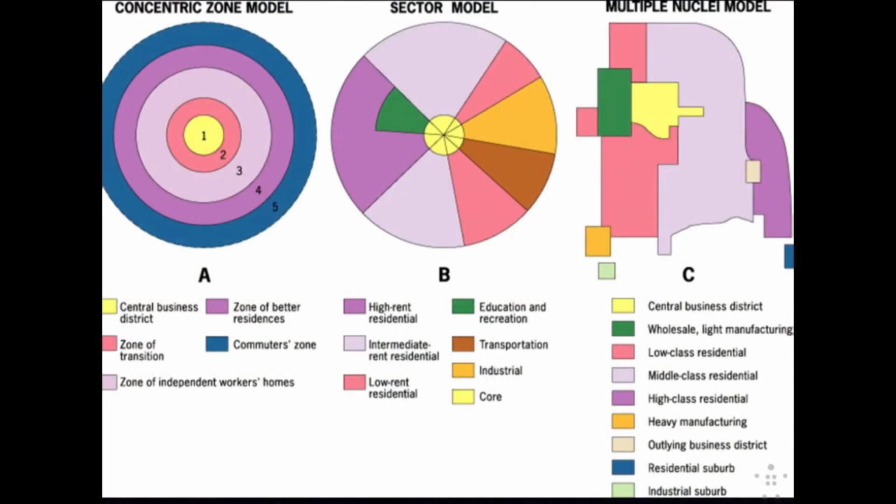Question 1, concentric zone model, Hoyt's sector model, and multiple nuclei model. A says to explain all three models in detail. You can go off your notes. I'm kind of going to give you a rundown here, very similar to the notes.